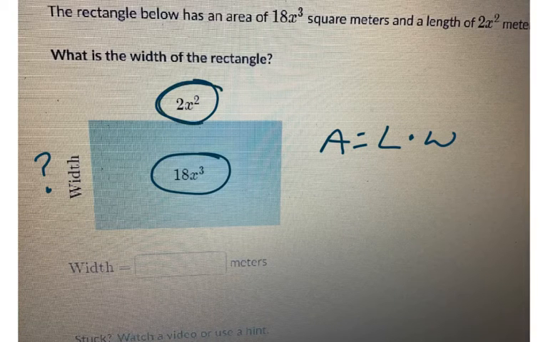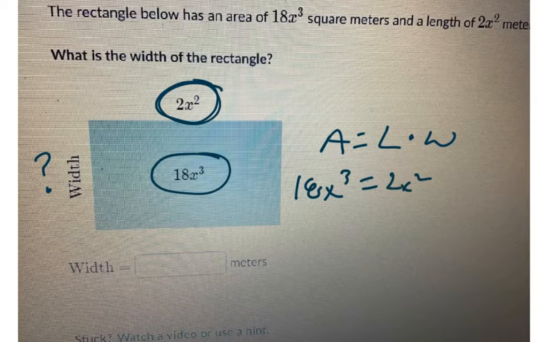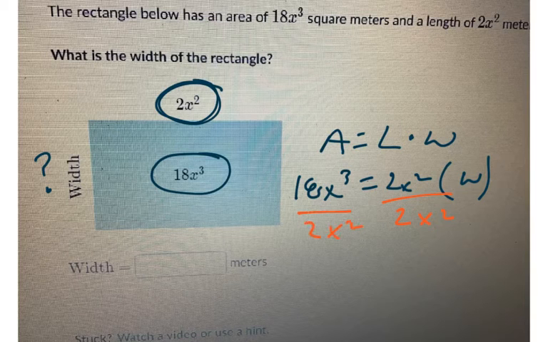And so we have the length. So basically what we have is 18x^3 somehow has got to be 2x^2 times whatever that width w is. Now again, I'm going to do it the way I showed you before. How about we divide both sides by 2x^2? And whatever I get here is going to be w, right?